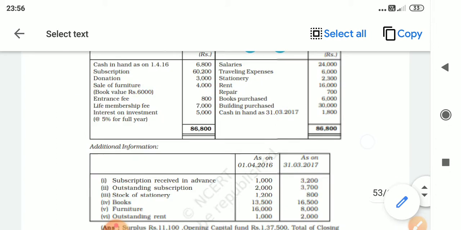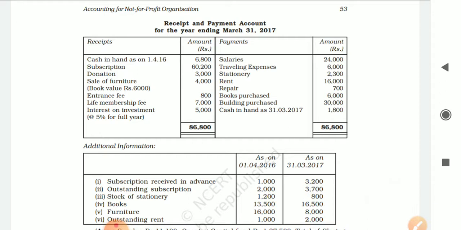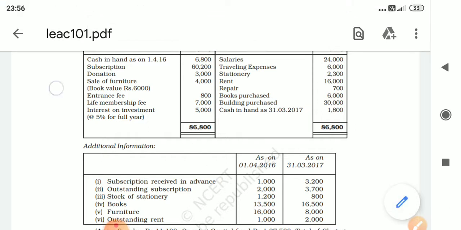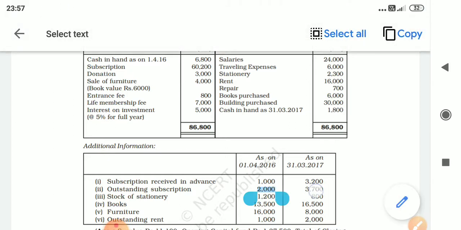I hope this is visible, children. You have cash in hand as on 1/4/2016, 6,800. This will appear in the opening balance sheet, asset side. Then you have subscription, 60,200. Immediately you have to look down in the adjustment. You have subscription received in advance, opening balance, closing balance, and subscription outstanding, opening balance, closing balance. Or you can say previous year, current year.